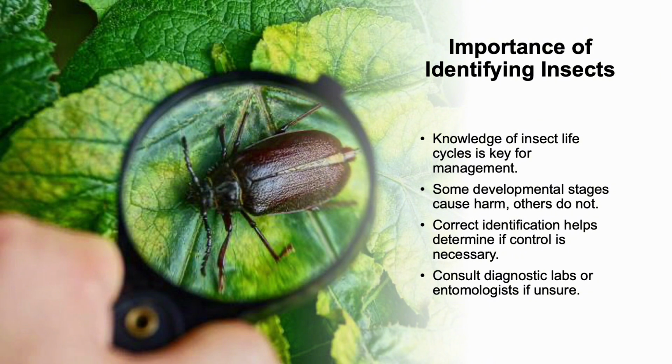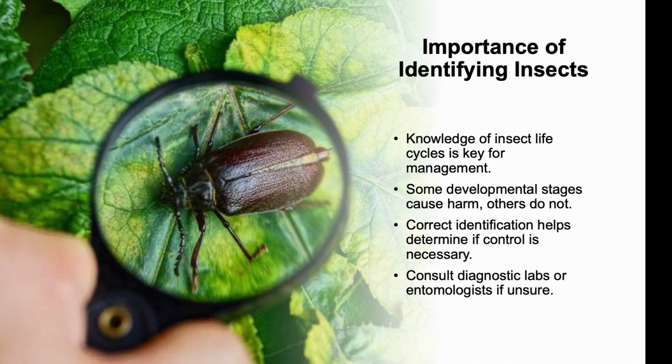Some developmental stages may be harmless, while others can cause extensive damage. For example, caterpillars of certain moths defoliate leaves, while adult moths do not cause any harm. Proper identification allows us to assess the threat level and decide if controlled measures are warranted. When in doubt, it's best to consult a diagnostic lab or entomologist to ensure accurate diagnosis.